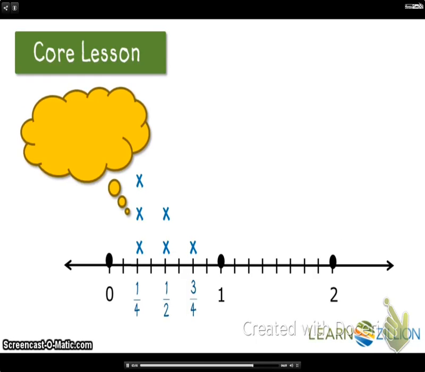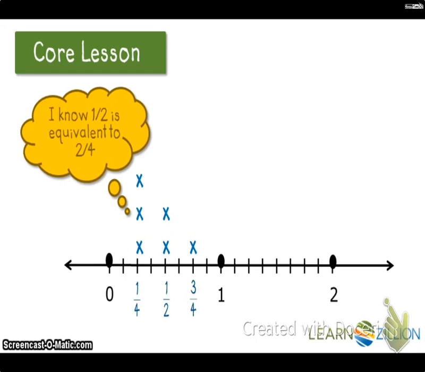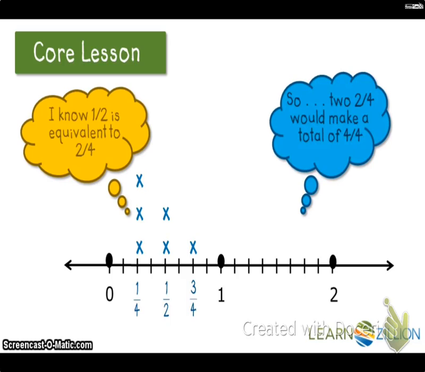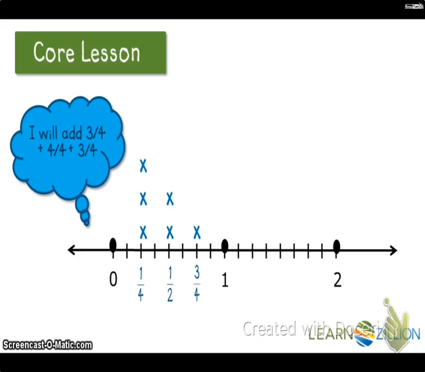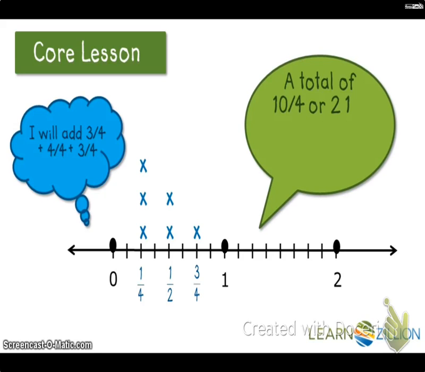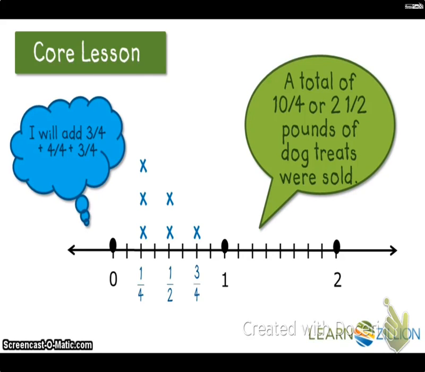Next, I know that 1/2 is also equivalent to 2/4. Since there are 2 x's above the 1/2, I know that 2 2/4 would make a total of 4/4. So finally, I will add my 3/4 plus 4/4 plus 3/4 together. A total of 10/4 or 2 1/2 pounds of dog treats were sold.